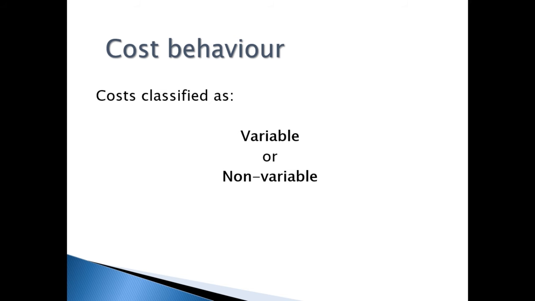As an organisation gets more or less busy, some costs will change, but others will not. Costs can therefore be classified as variable or non-variable. Variable costs are also known as marginal costs. Non-variable costs are also known as fixed costs or unavoidable costs.